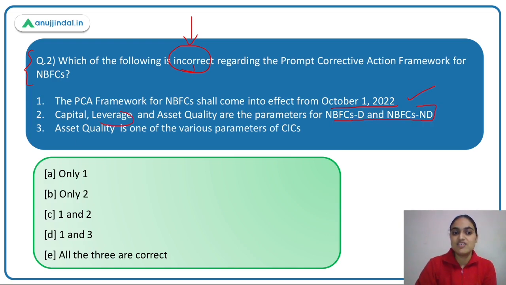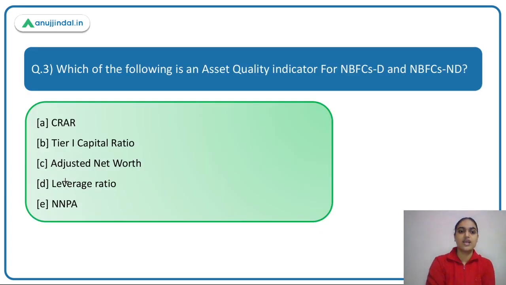नो, लीवरेज इज नॉट एन इंडिकेटर, इट इज फॉर द कोर इन्वेस्टमेंट कंपनीज. एसेट क्वालिटी इज वन ऑफ द वेरियस पैरामीटर्स ऑफ सीआईसीज. कोर इन्वेस्टमेंट कंपनीज के ये तीनों इंडिकेटर है, उनमें से एसेट क्वालिटी एक इंडिकेटर है, ये भी करेक्ट है. सो ओनली सेकेंड इज इनकरेक्ट. आंसर इज ऑप्शन बी.